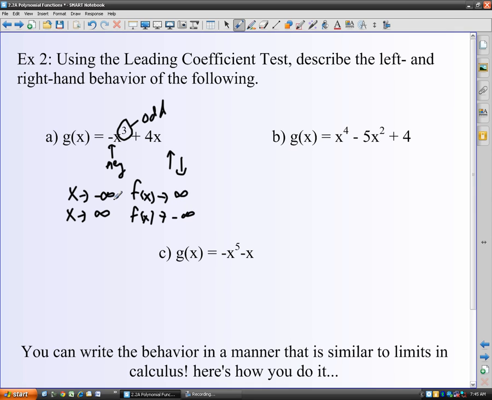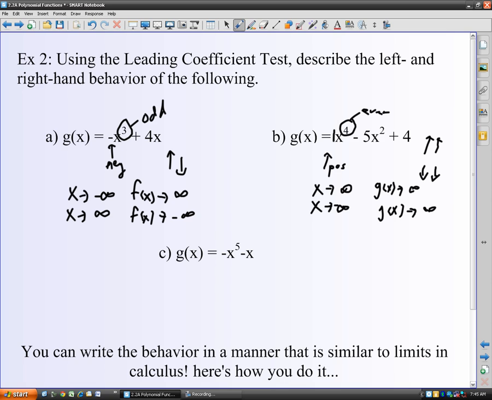Then I'm going to look at my next one here, and I see, okay, now this is even. My degree is even, so now I'm thinking both up or both down, depending on the leading coefficient. I haven't looked at the leading coefficient yet. Now if I look at my leading coefficient, I see that there's a 1 there, so this is positive. That means as x goes to infinity, my g of x in this case will go to positive infinity. They go the same direction. As x goes to negative infinity, g of x will also go to infinity. So when the leading coefficient is bigger than 0, they're both going to go to positive.